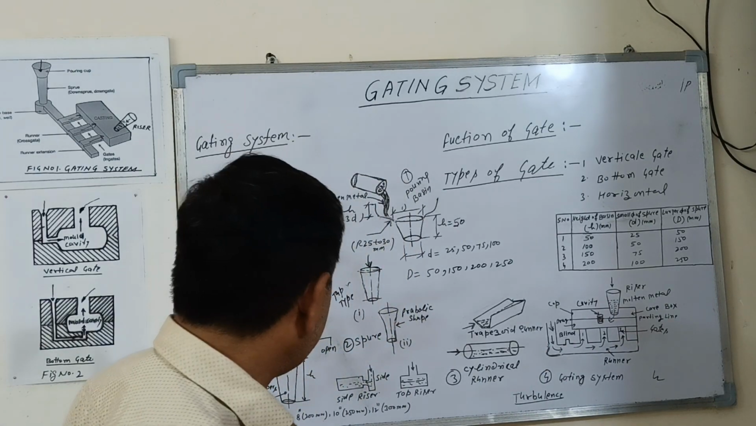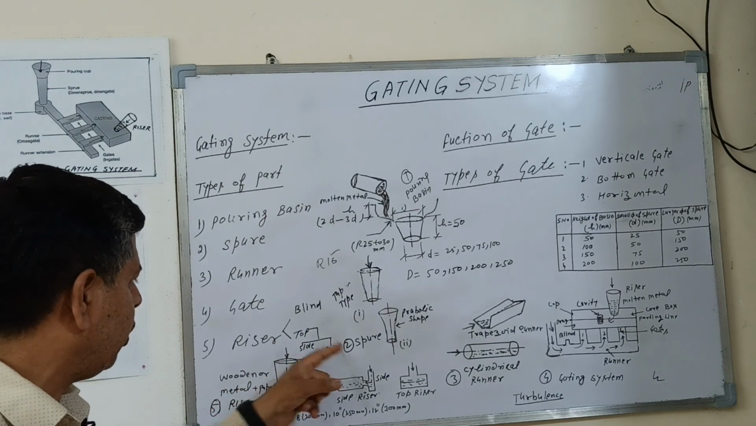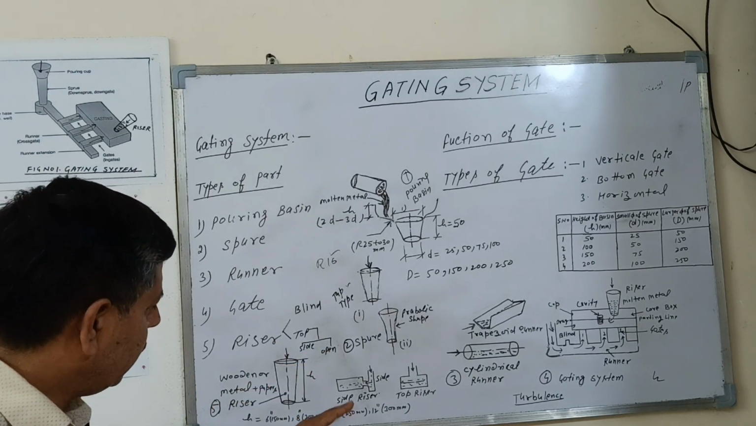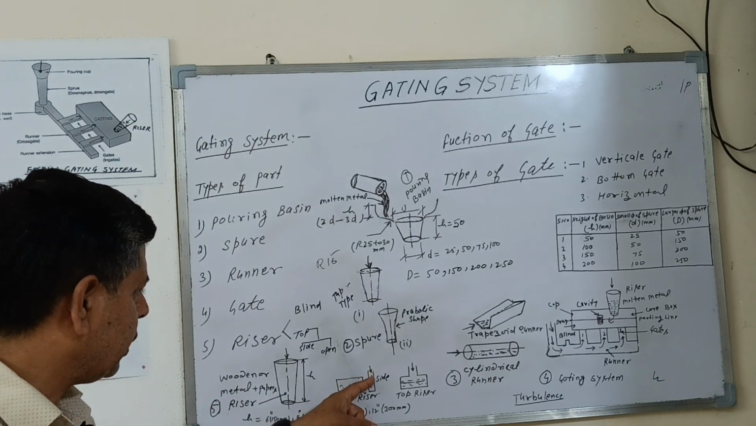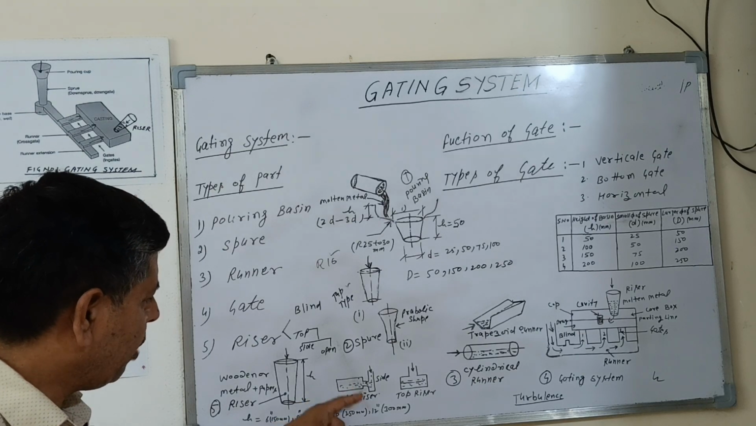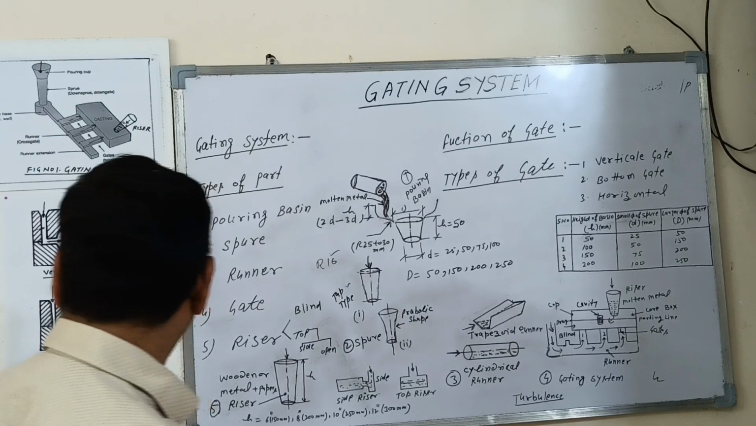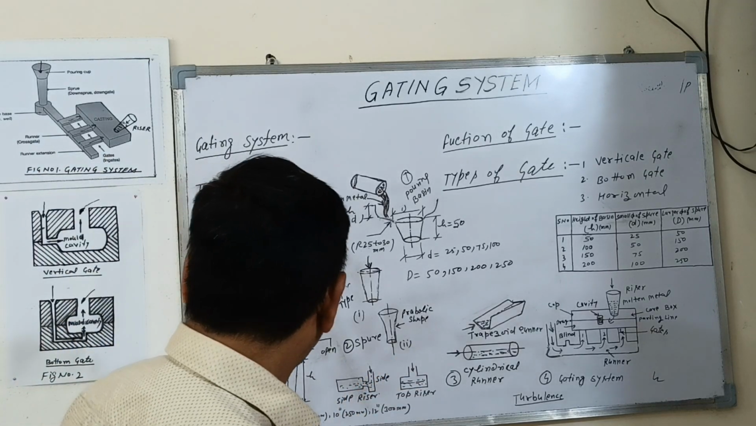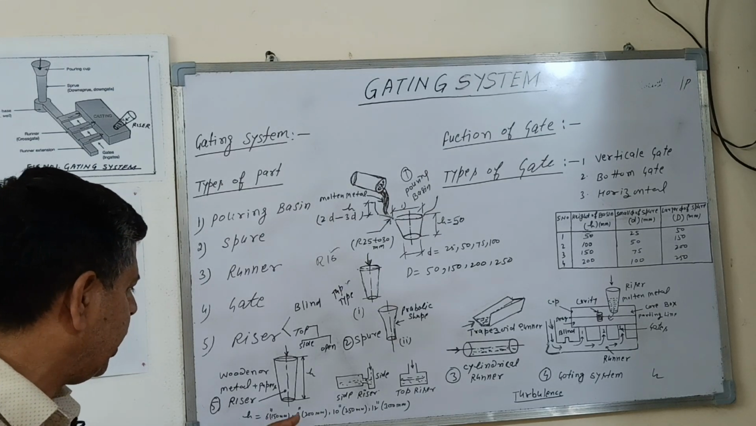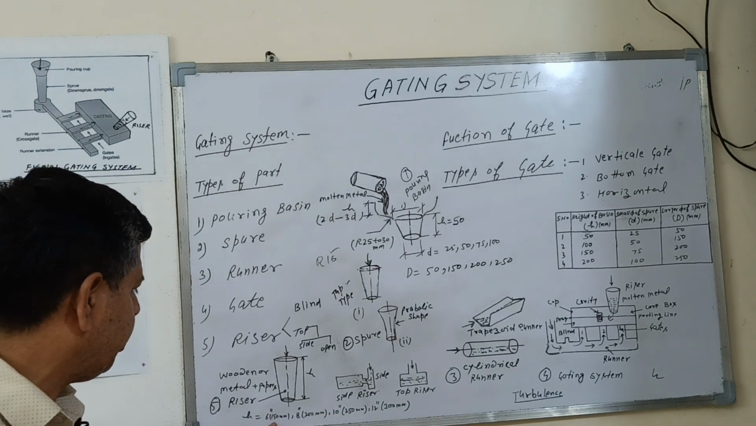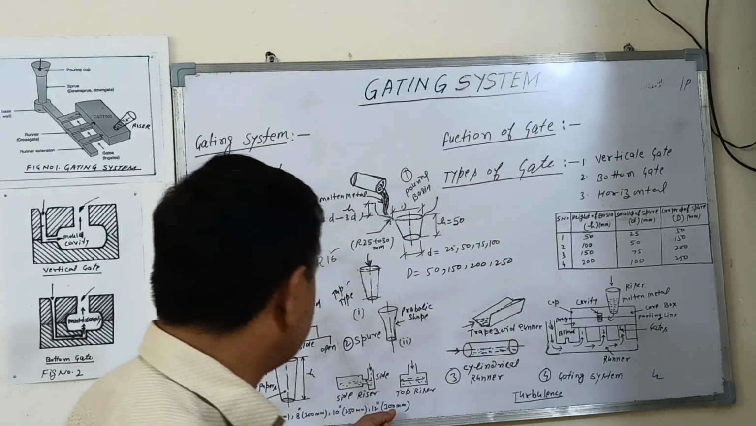Risers are of two types: blind riser and top riser. Top riser is classified into two: side riser or open riser. This is the side riser. The metal is coming from this top side into the mold cavity. In the top riser, the metal is filled from the top. This is a top riser. The riser figure is here. Risers are available in the market in 6 inch, 8 inch, 10 inch or 12 inch. 6 inch means 150 mm, 8 inch 200 mm, 10 inch 250 mm, and 12 inch 300 mm.